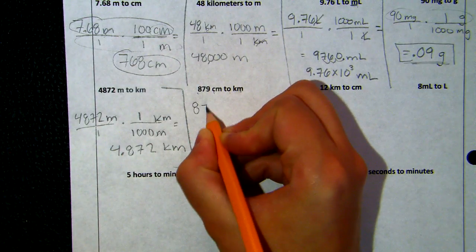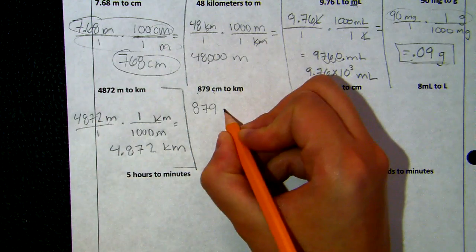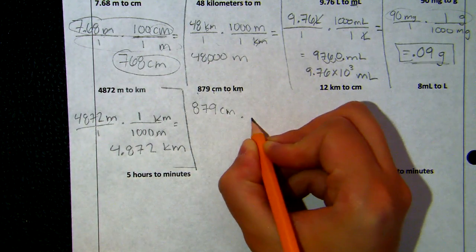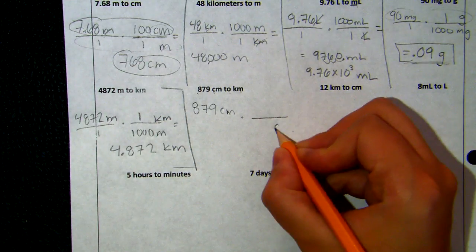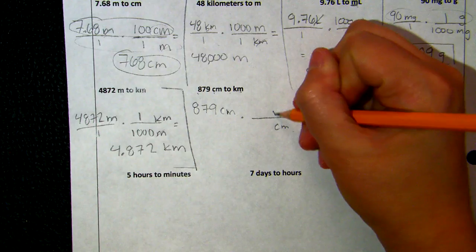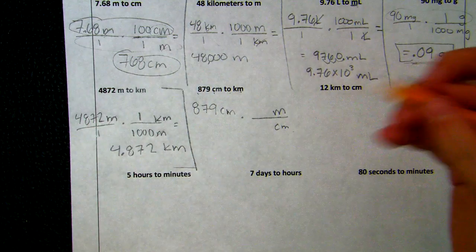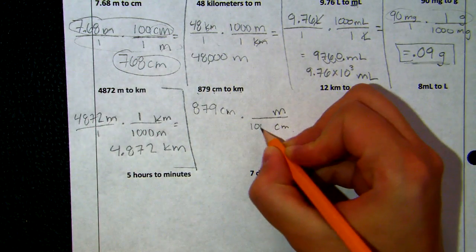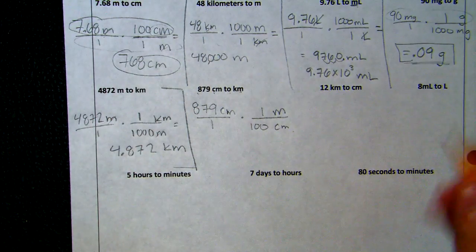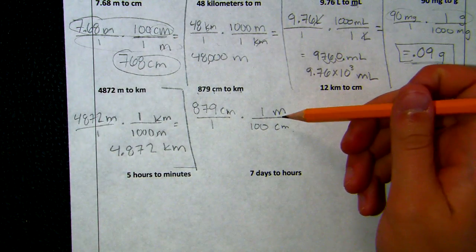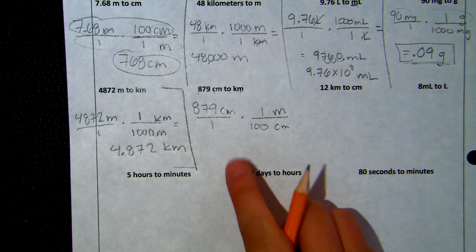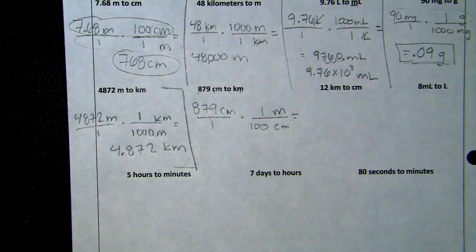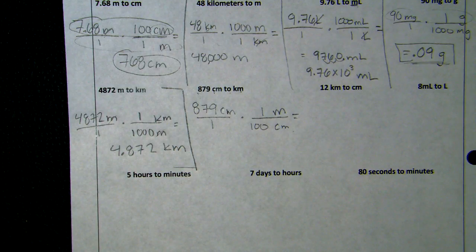So we have 879 centimeters, and I'm going to convert this to meters because I know how many centimeters are in a meter. So we have 100 centimeters in 1 meter. I forgot to put this over 1, I'm sorry. So 100 centimeters in 1 meter. So we have two choices. I'll do this first one in 2 separate steps, and then this next one I'll do in 1 continuous line, which is going to look a lot like something that you guys have done in chemistry.